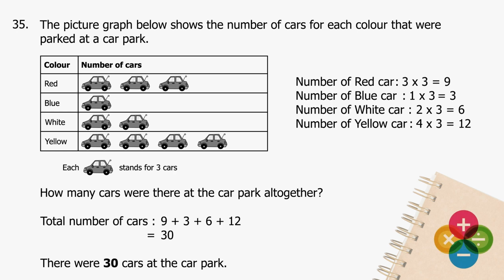The number of red cars in the car park will be multiply 3 by 3, and the product is 9. The number of blue cars will be multiply 1 by 3, and the product is 3. The number of white cars will be multiply 2 by 3, and the product is 6. The number of yellow cars will be multiply 4 by 3, and the product is 12. The total number of cars will be add 9 to 3, to 6, and to 12, and the sum is 30. There were 30 cars at the car park.